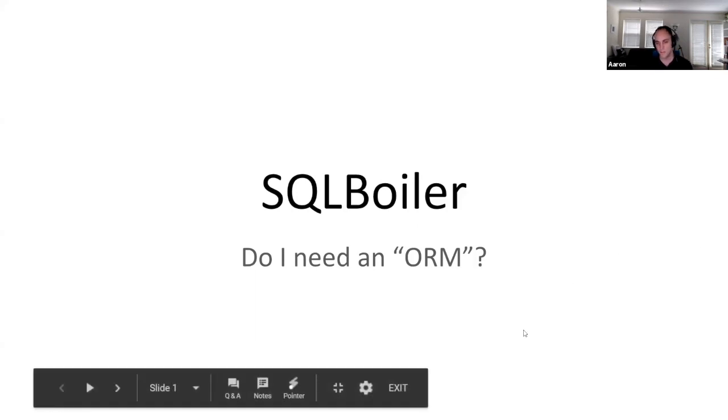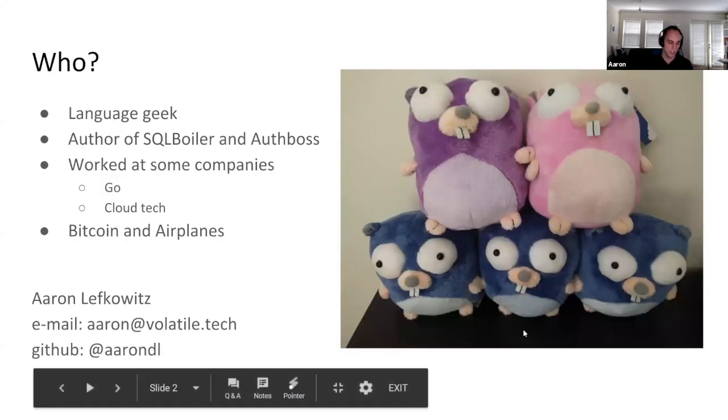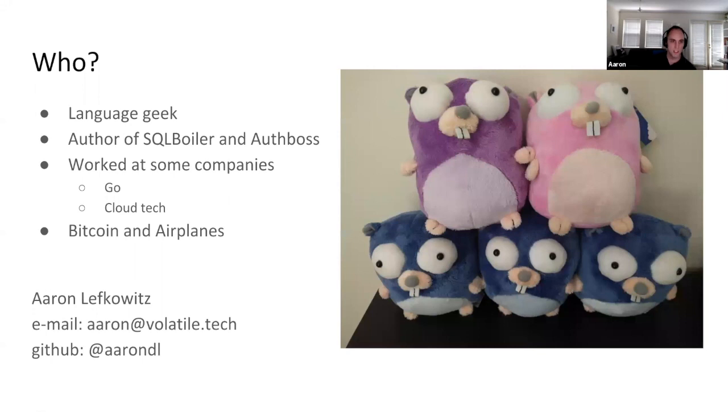So let's get started. I'll give you a quick brief on who I am. Why am I here talking? My name's Aaron Lefkowitz. I'm a real language geek. I'm into Haskell and Elm and all sorts of stuff, F-star. I really like languages. That's how I got into Go in the first place. I've been using Go since 1.0. I'm the author of SQLBoiler and Authboss.